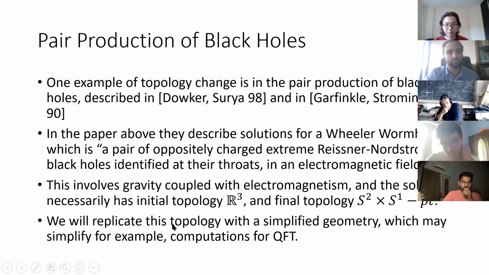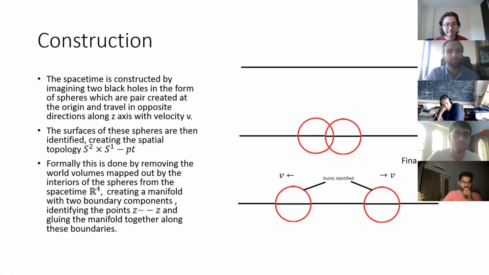What we're going to do is look at that topology, but with a much simplified geometry without any of the actual electromagnetism, which could be used, for example, to simplify computations for quantum field theory and so on. That's the motivation for it. The basic idea, you can see with this diagram here, is that you imagine two black holes, represented by spheres, that appear at the origin, move apart and travel along the z-axis with a velocity v.